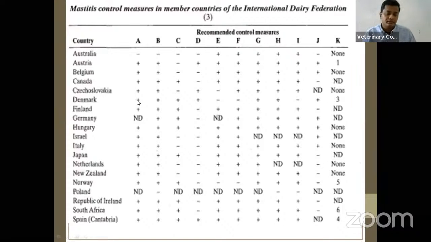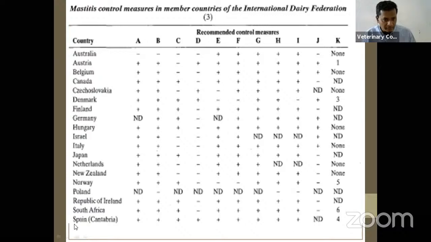Next slide. These A to K are different parameters of mastitis control measures that have been implemented in these countries. Even though India is the largest milk producer, unfortunately we do not have all these strict measures to manage mastitis. More pluses means it is better.